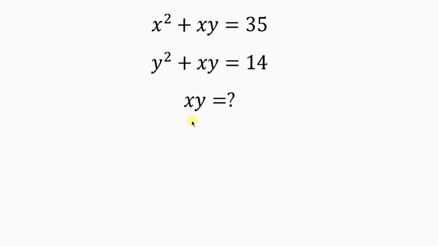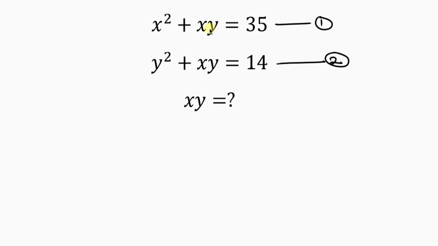Let's solve this math question that says find the value of x times y for which x squared plus xy is equal to 35 and y squared plus xy is equal to 14. We can call this equation 1 and call this equation 2.